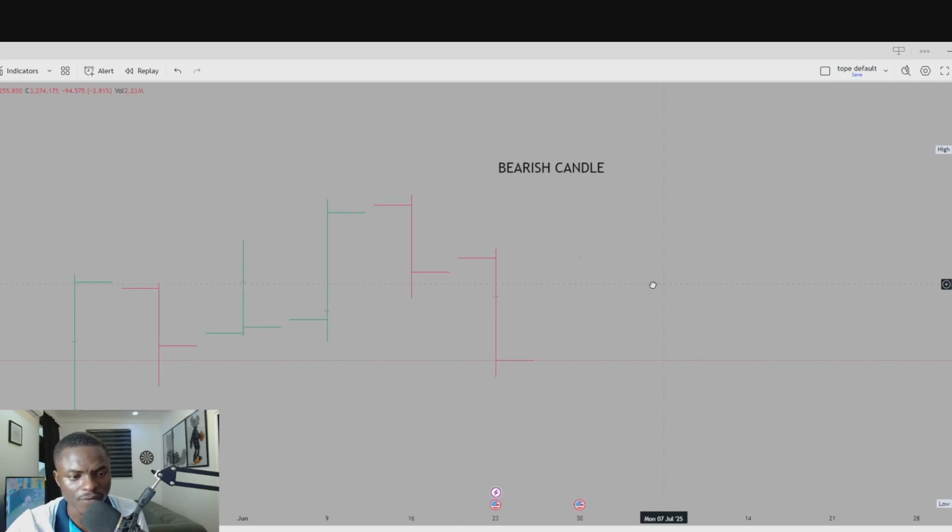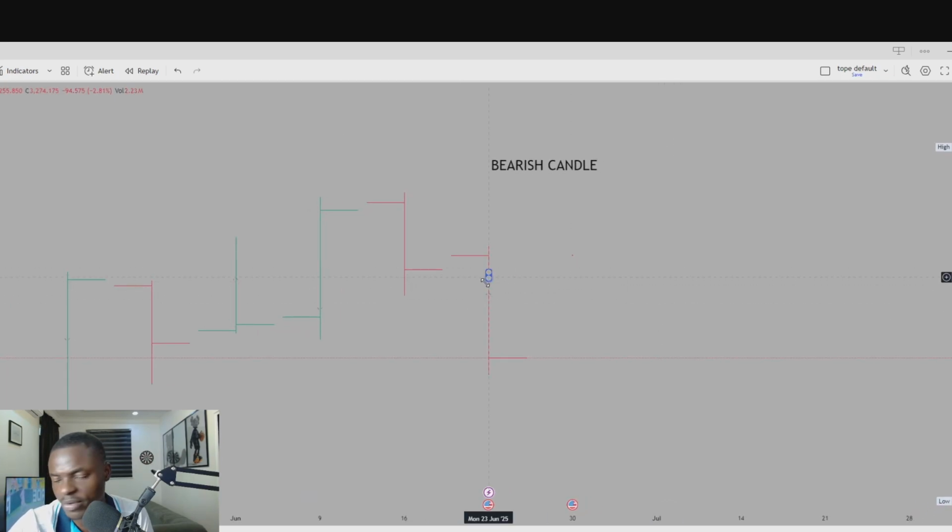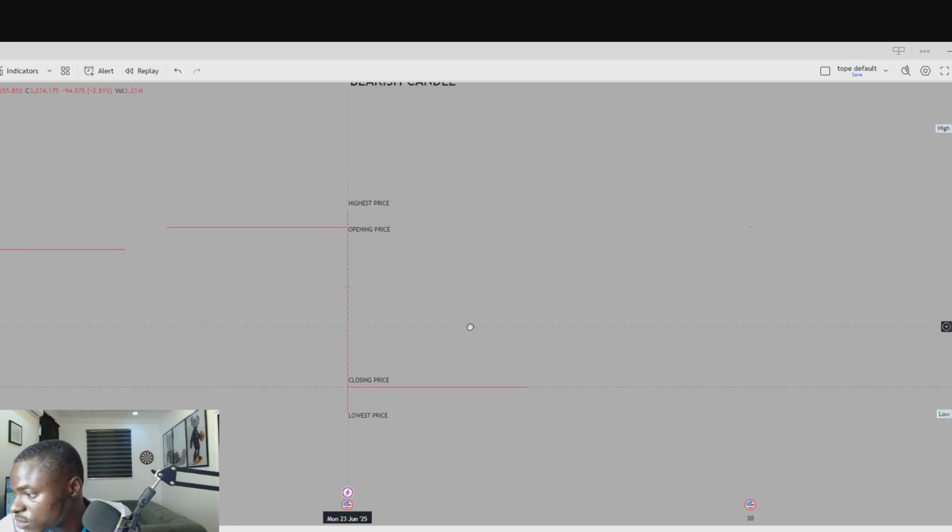This is another example of a bearish candle. This is the opening right here. This is the highest it got to. This is the lowest, and this is the close of this candle right here. Let me put that in text. Because this is the bearish candle, this right here is the opening price of the candle, this is the lowest it got, this is the closing price, and this is the highest price. Which means the candle opened, created the high, went low, created the low, and closed. So that's the bearish candle.